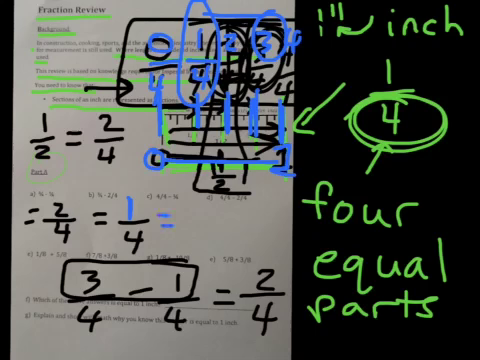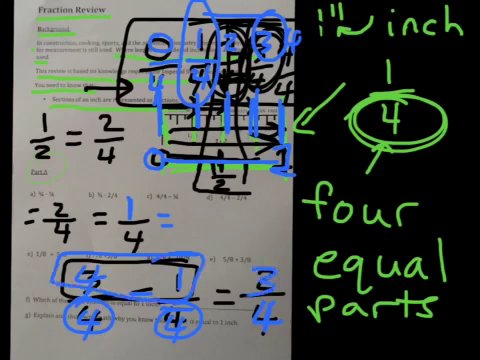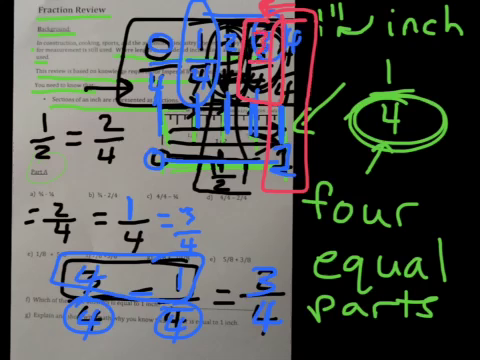Now, 4 quarters take away 1 quarter. Again, 4 quarters, you're taking away 1 quarter. We've got the same number on the bottom, so we can keep it, and then you just subtract the top numbers. So 4 take away 1 is 3. So 4 quarters take away 1 quarter in question 3 gives us 3 quarters. It would be just like starting at the top and saying, I want to start at 4/4, which is right at 1 inch, and I'm just going to move back 1/4. And that leaves us at 3/4.